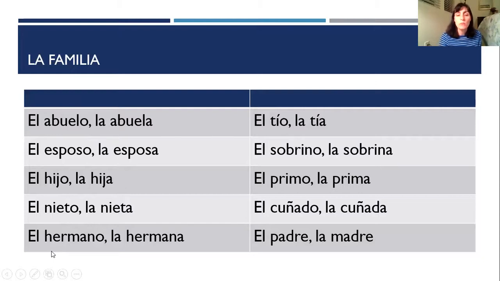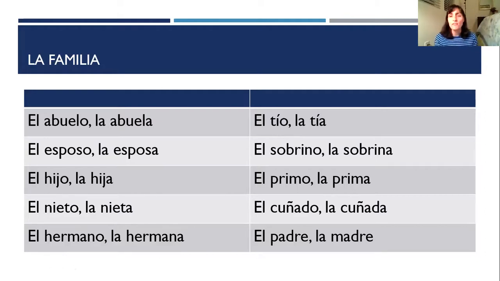The brother, el hermano, the sister, la hermana. The uncle, el tío, the aunt, la tía. The nephew, el sobrino, the niece, la sobrina. The cousin, who happens to be a boy, el primo. The female cousin, la prima. Brother-in-law, el cuñado. Sister-in-law, la cuñada. And then mother and father, they don't follow the rule, el padre, la madre. Maybe they're familiar to you, even though they don't follow the rule.